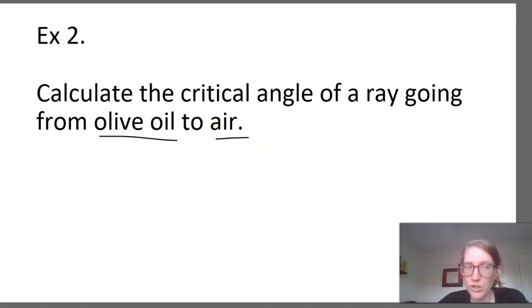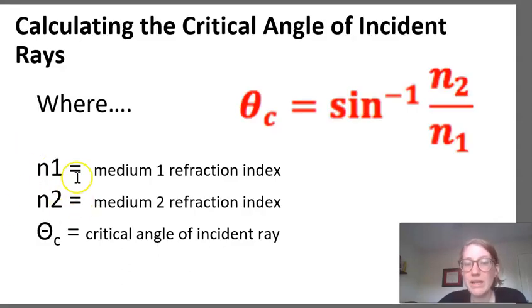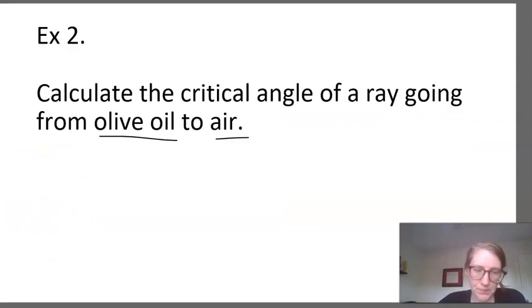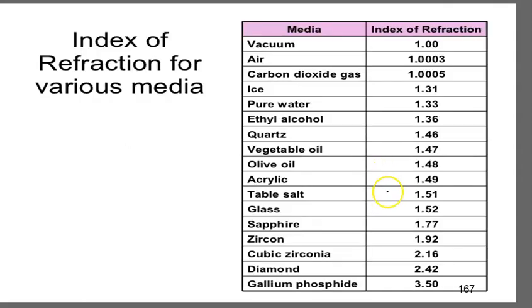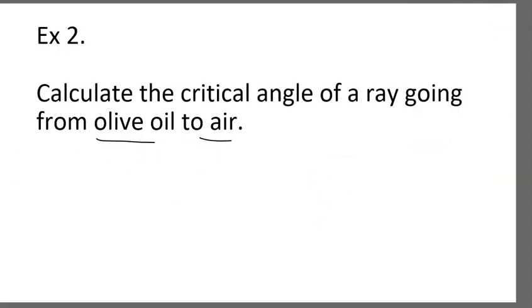So we need to figure out which medium olive oil is going to be and which one air is going to be. If we go back to our index of refraction, we can find olive oil right here is 1.48. So let's make olive oil N2 and air N1. N1, N2. So air was 1 and olive oil was 1.42.